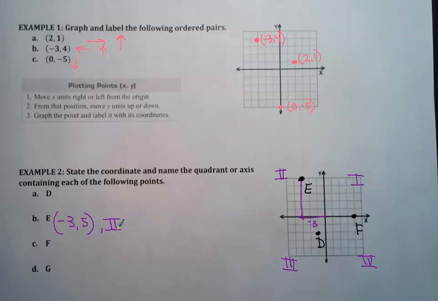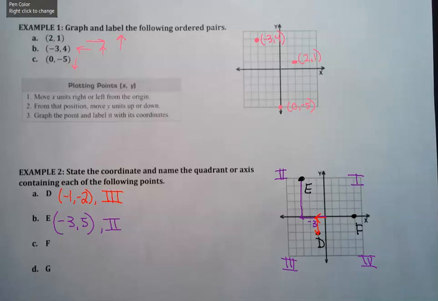Let's go to D. All right, D is here. So from the origin, we came back 1, and we went down 2. So that is -1, -2 for our coordinate. And what is our quadrant? It's in quadrant 3. Very nice.